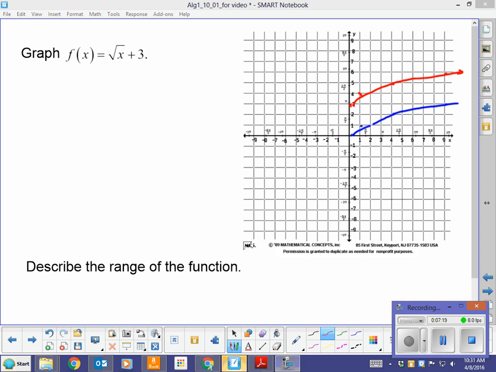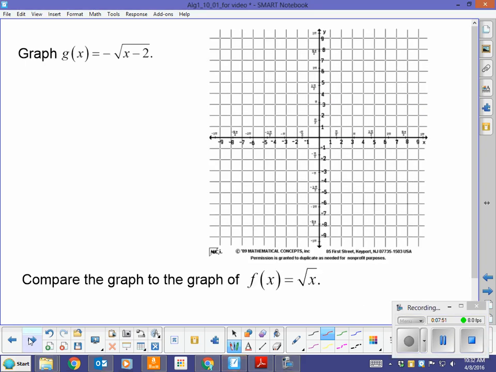There's my graph of the square root of x plus 3. And now the range of the function is what? Now I'm starting here, and this graph keeps moving up, right? It doesn't move down. So in this case, y is greater than or equal to 3. That's my range of this new function here. Okay, pretty straightforward so far, things that we've already seen.